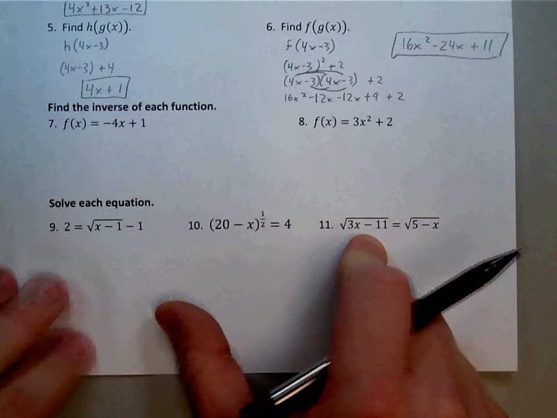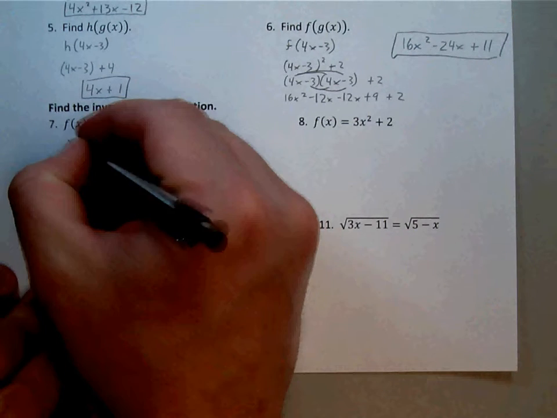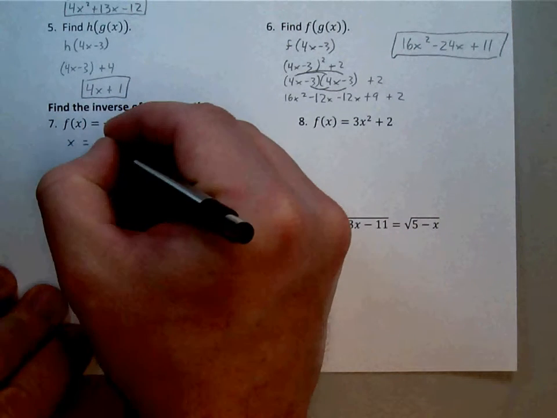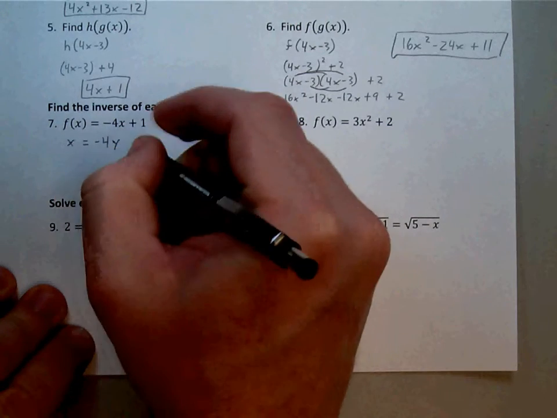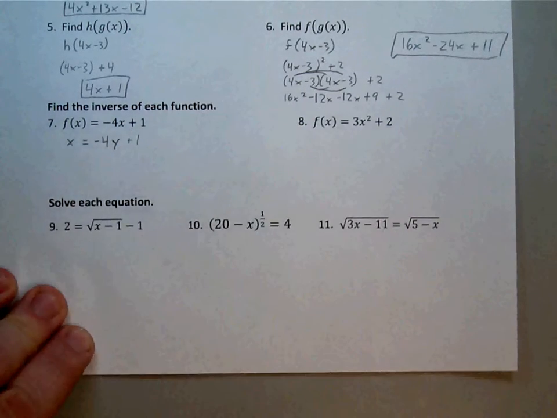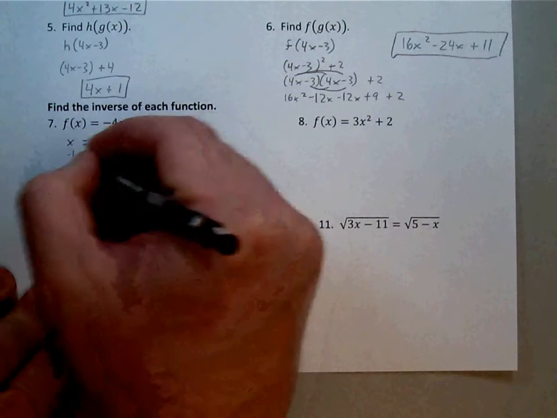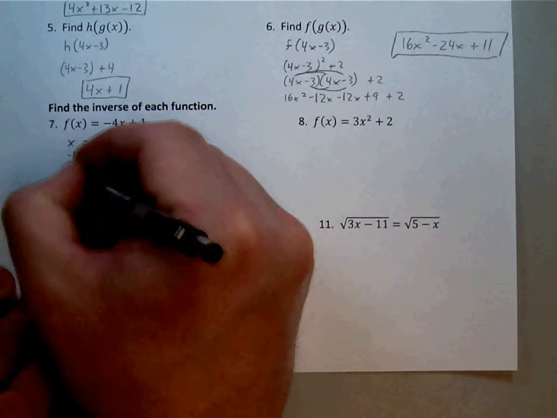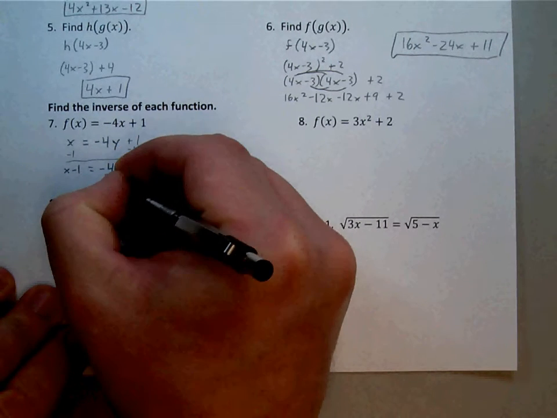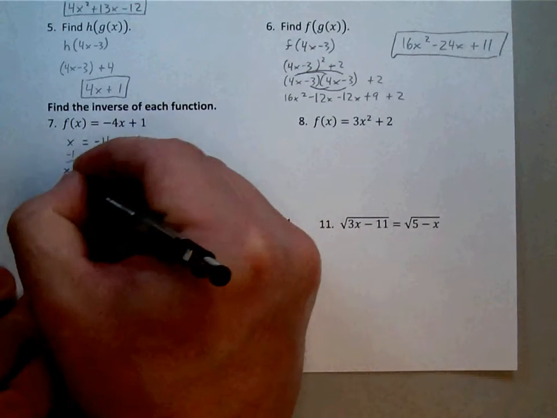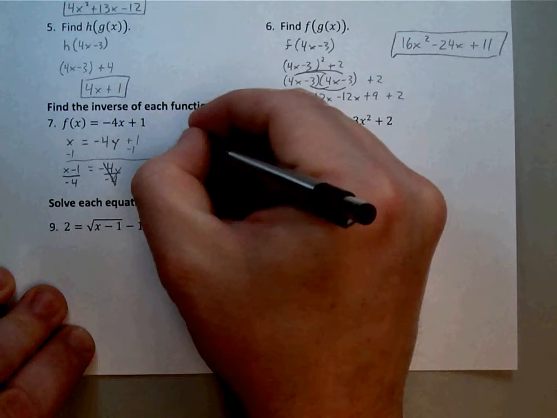Now we find the inverse. So we switch the x and the y. F of x is like a y, so I'm going to replace that with an x. X is like a y, or I switch the x to a y rather. To solve this for y now, I would subtract 1 from x. Those are not like terms, so that stays x minus 1. Divide by the negative 4. So now I got y by itself.